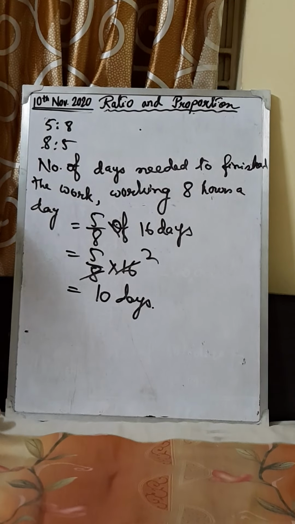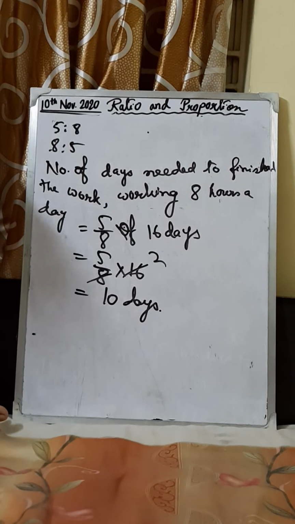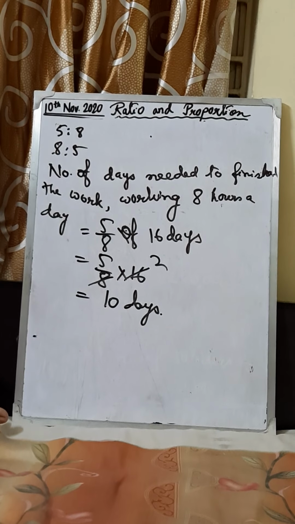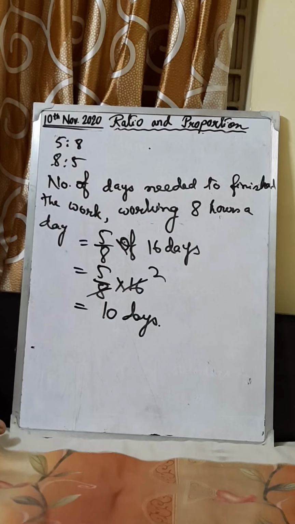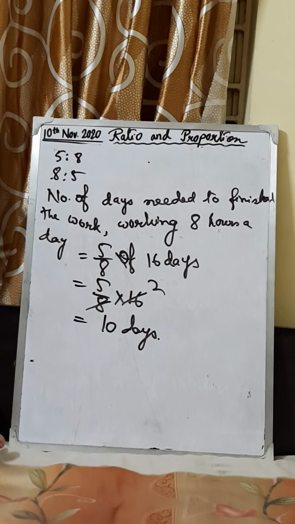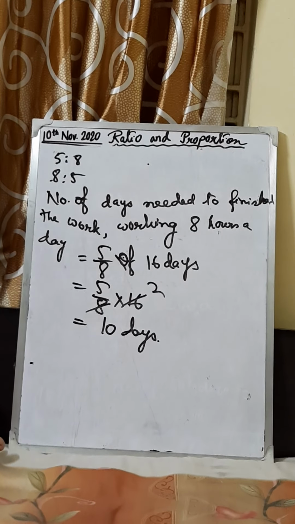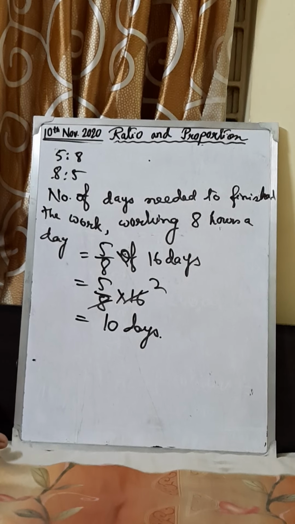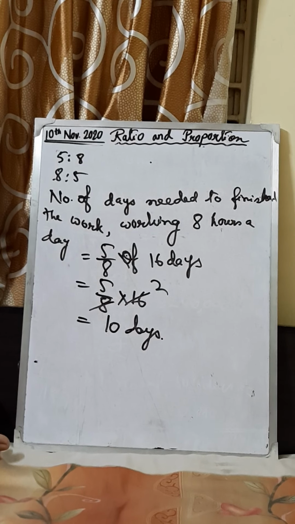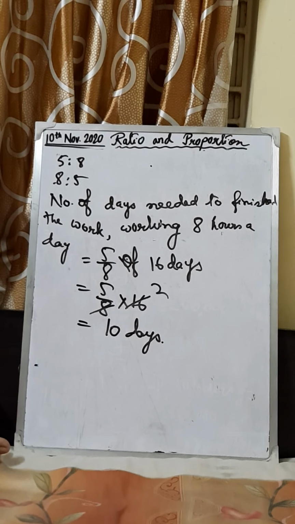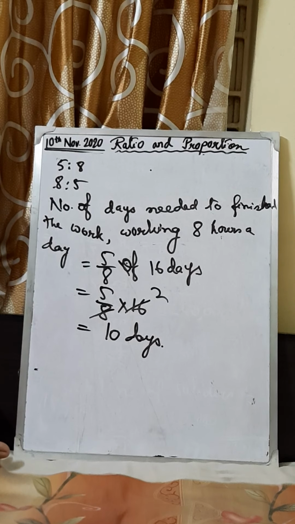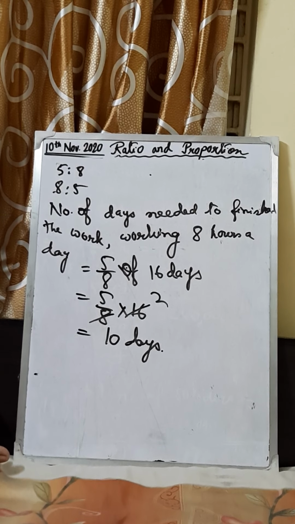Now, the last question is given. Divide 93 into 3 parts such that the first part is 3 by 5 of the second part and the ratio between the second and third part is 2:3. Okay. Now, how do you do it? Let the 3 parts be X, Y and Z.